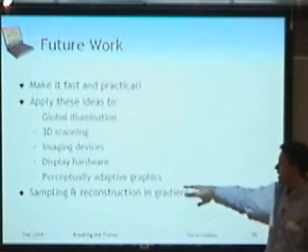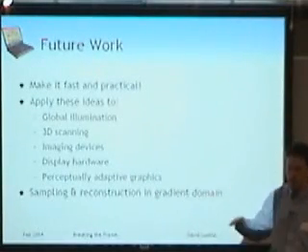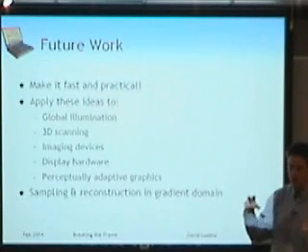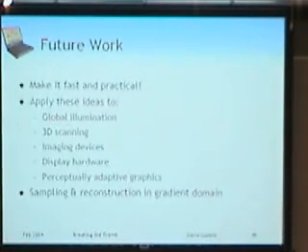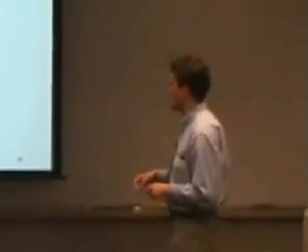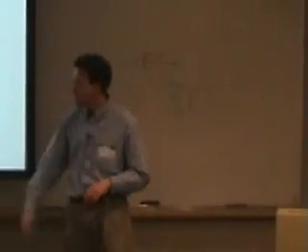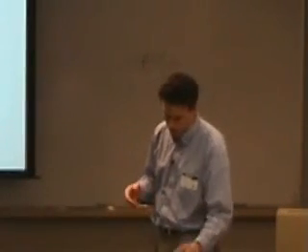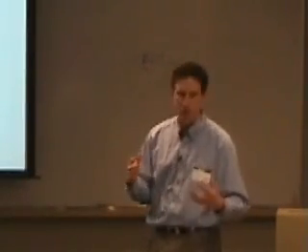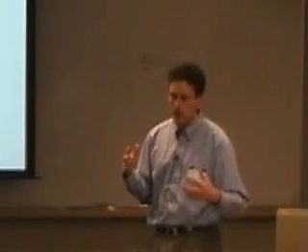We talked about how we'd like to build funky new display hardware. And this is a nice match for people who are trying to do perceptually adaptive graphics, where you focus in on regions that you know are perceptually important. This is a very natural framework for that. And finally, we have some very half-baked ideas about doing sampling and reconstruction directly in the gradient domain. Jack has a really thrilling paper about the advantages you would get if you could build cameras that operated in the gradient domain. And maybe we can use that.